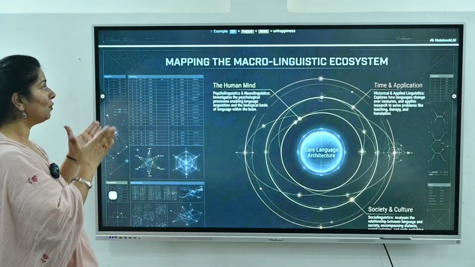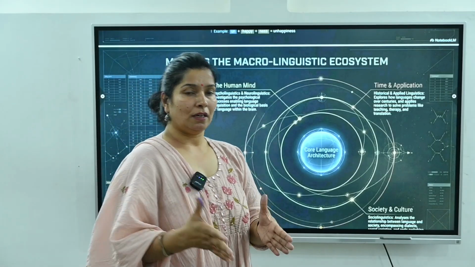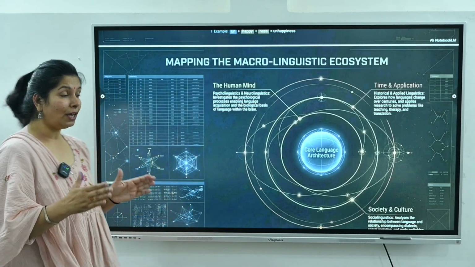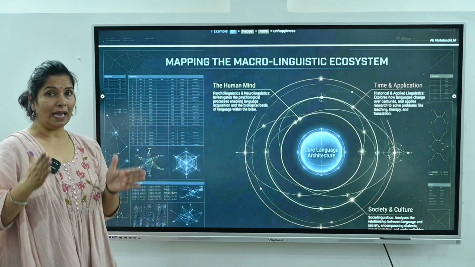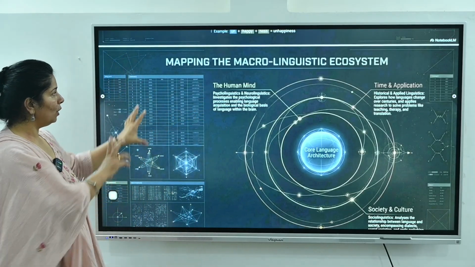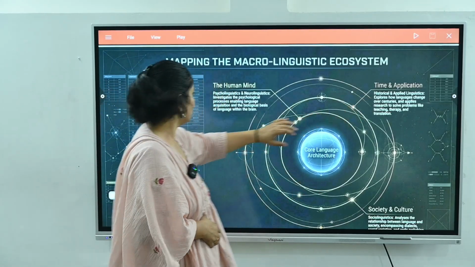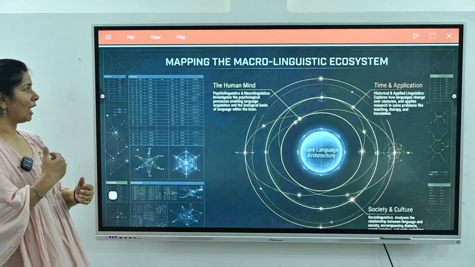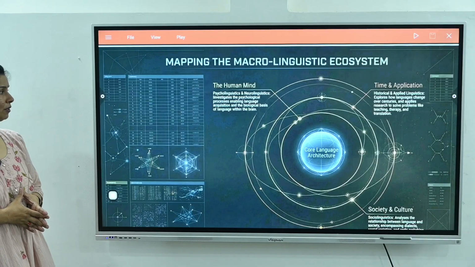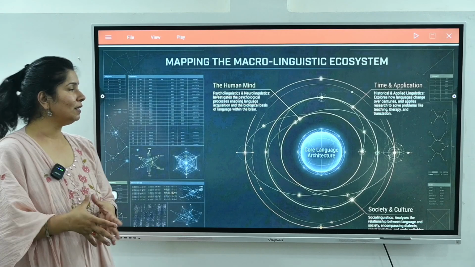If we talk about applied linguistics or macro linguistics or interdisciplinary linguistics, it connects with interdisciplinary domains and helps us understand our language from various perspectives. It is divided into human mind, society and culture, and time and applications. If we talk about the human mind, psycholinguistics and neurolinguistics investigate the psychological processes enabling language acquisition and the biological basis of language within the brain.